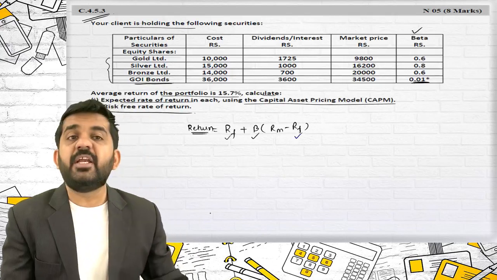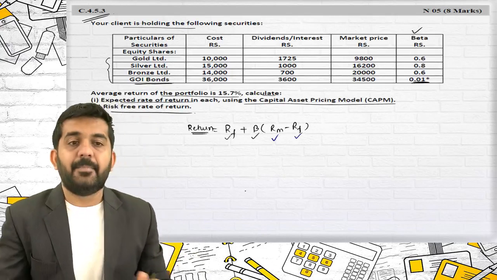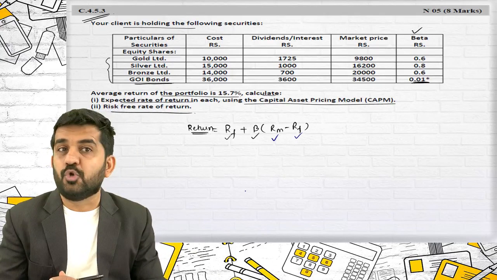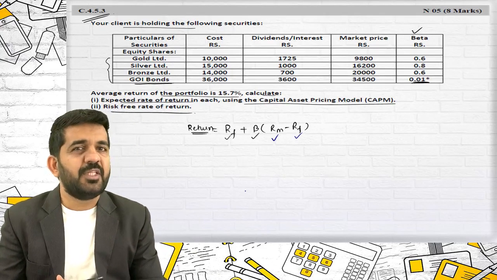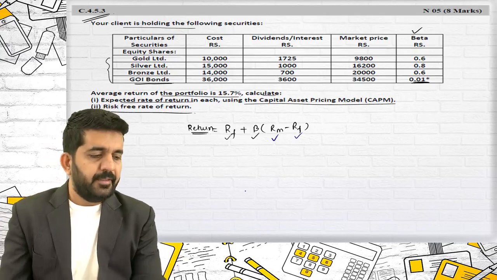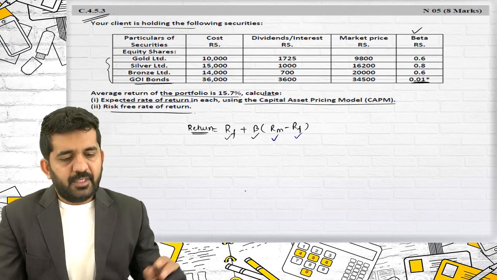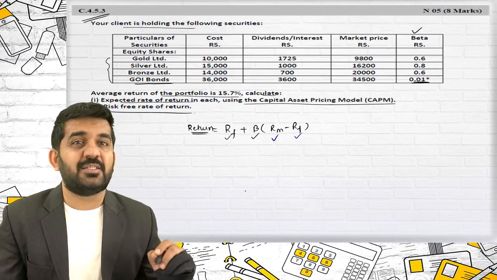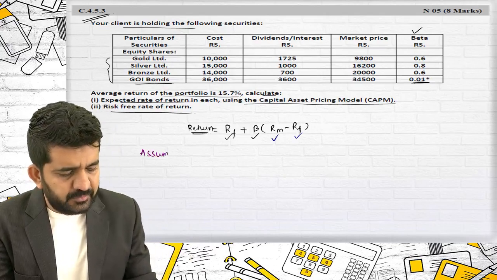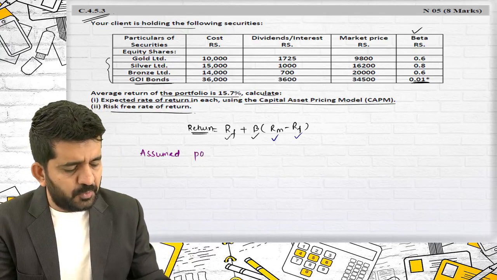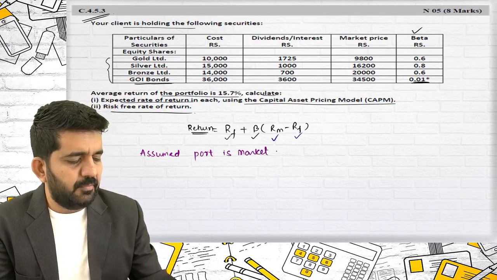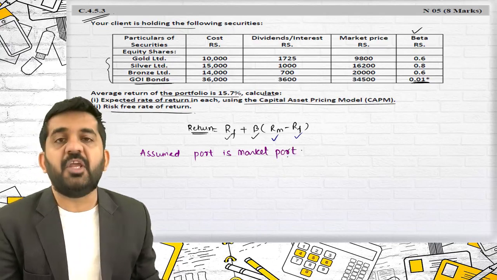Also, we need to find out RM. Is RM given or not given? Practically, RM is also not given. And believe me, with one equation and two missing variables, you cannot find both. So what they did was assume, and understand this is a weird assumption, that this portfolio is the market portfolio. What is the meaning of market portfolio?